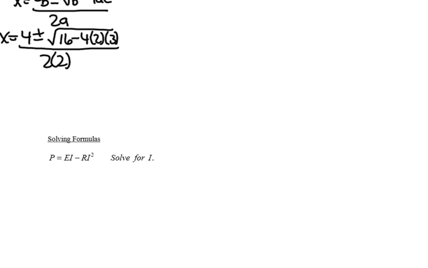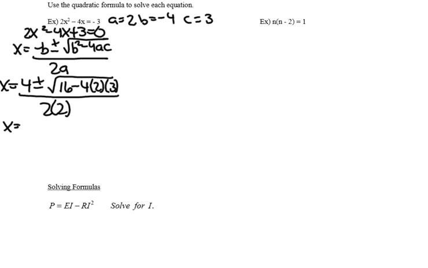Okay, so we have x equal to, as I move up slightly, 4 plus or minus, well, this is 16. 4 times 2 is 8, times 3, excuse me, is 24. And 16 minus 24 is negative 8, all over 4.